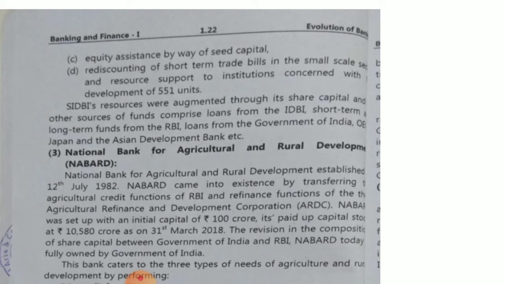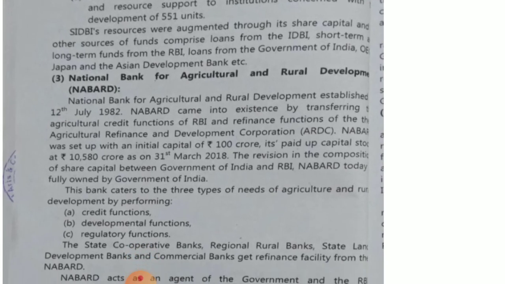Okay, so NABARD was initially set up with ₹100 crores as paid up capital. The stock was at ₹10,580 crores on 31st March 2018. Okay, ये जो NABARD है इसका मेन इंटेंशंस क्या है?